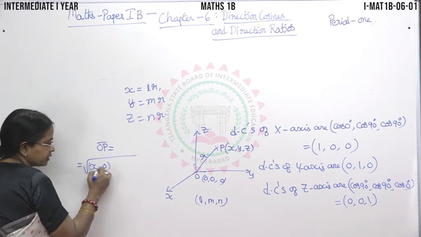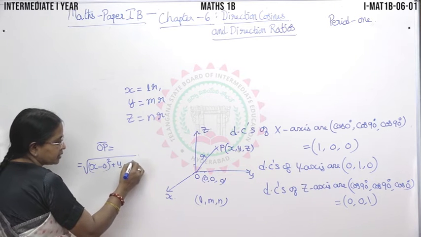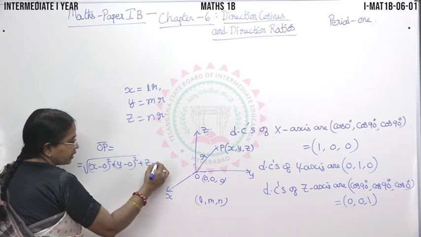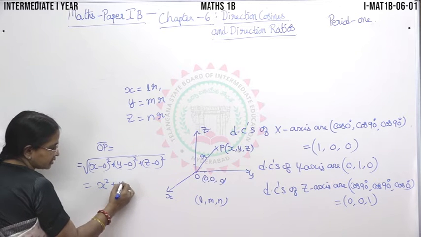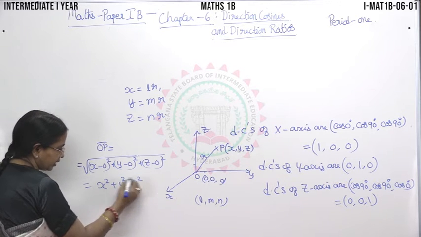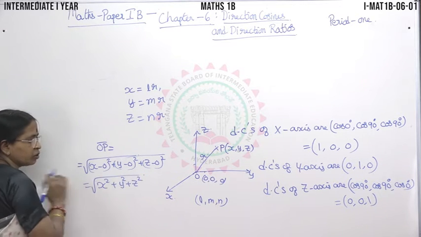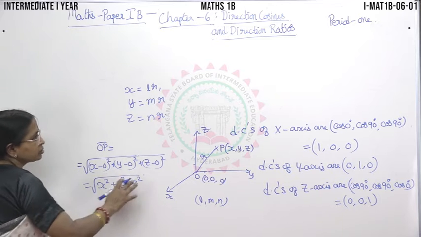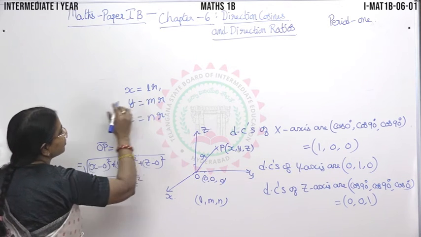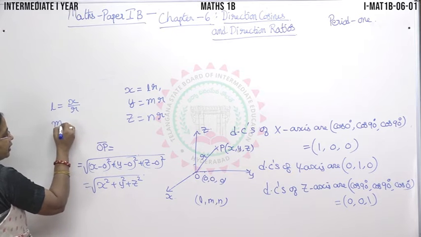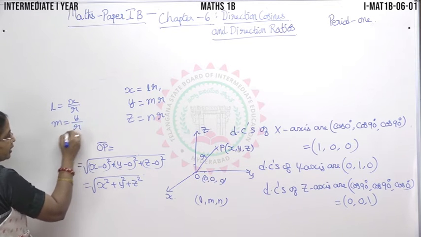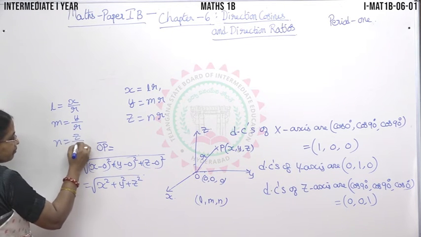That is (x minus 0) whole square plus (y minus 0) whole square plus (z minus 0) whole square. So that is square root of x square plus y square plus z square. So this is the OP distance. Okay, so now you have x as LR. So what is L? L is x by R, M is y by R, and N is z by R.